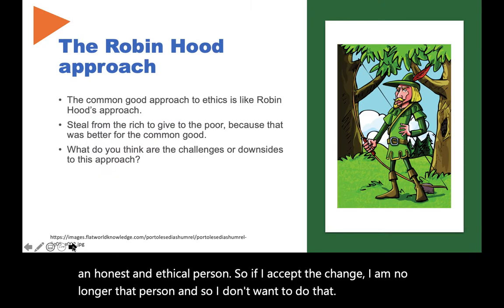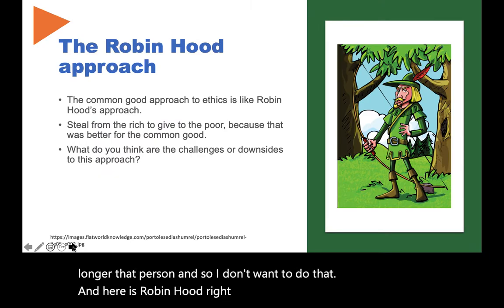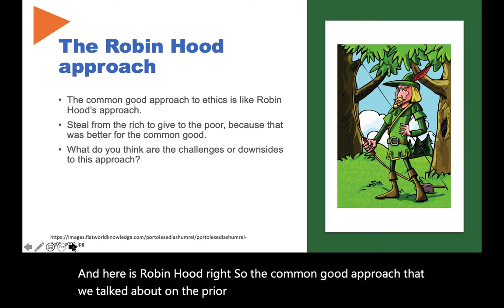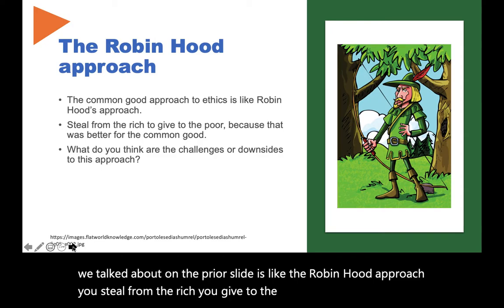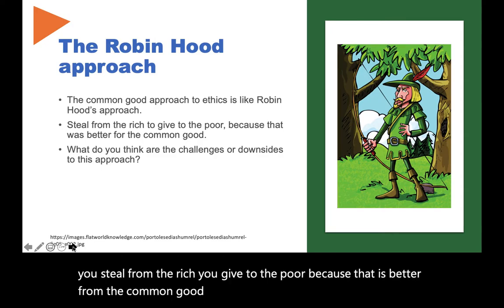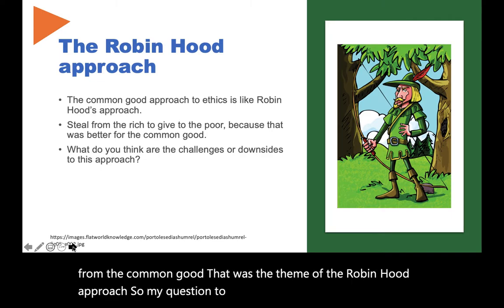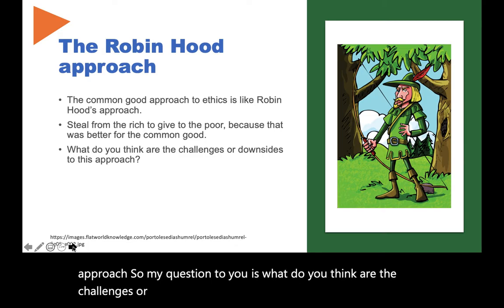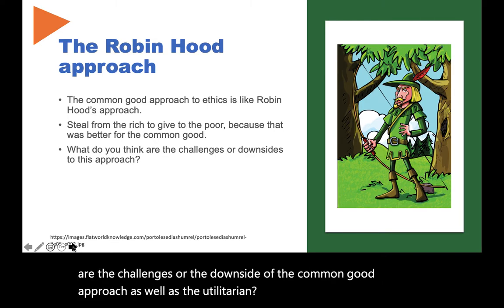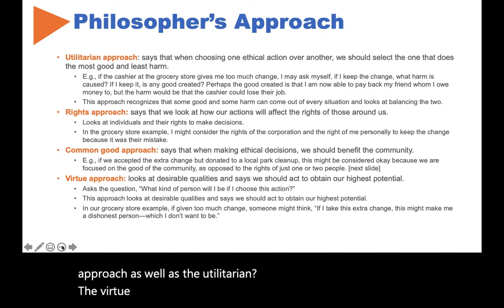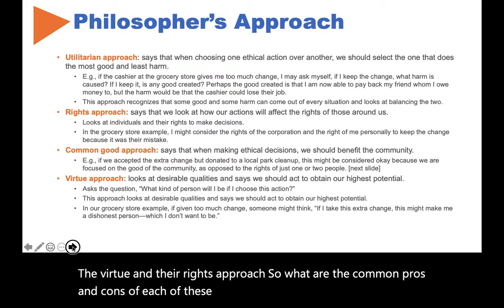And here is Robin Hood. So the common good approach that we talked about on the prior slide is like the Robin Hood approach. You steal from the rich, you give to the poor, because that is better for the common good. That was the theme of the Robin Hood approach. So my question to you is, what do you think are the challenges or the downsides of the common good approach, as well as the utilitarian, the virtue, and the rights approach? So what are the common pros and cons of each of these four approaches?